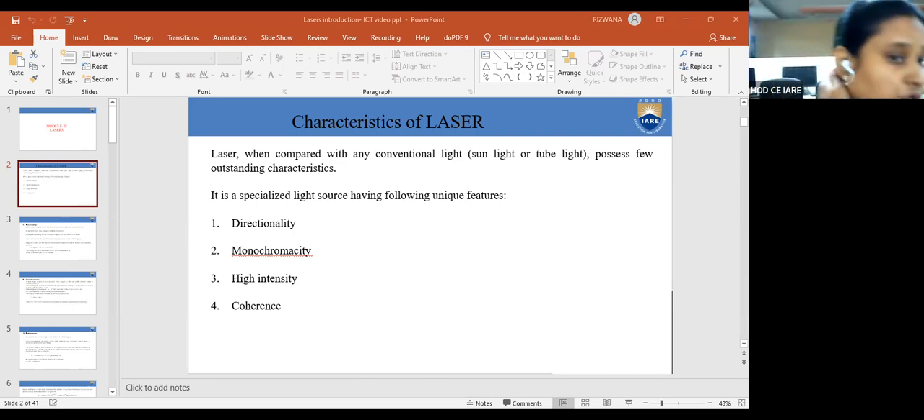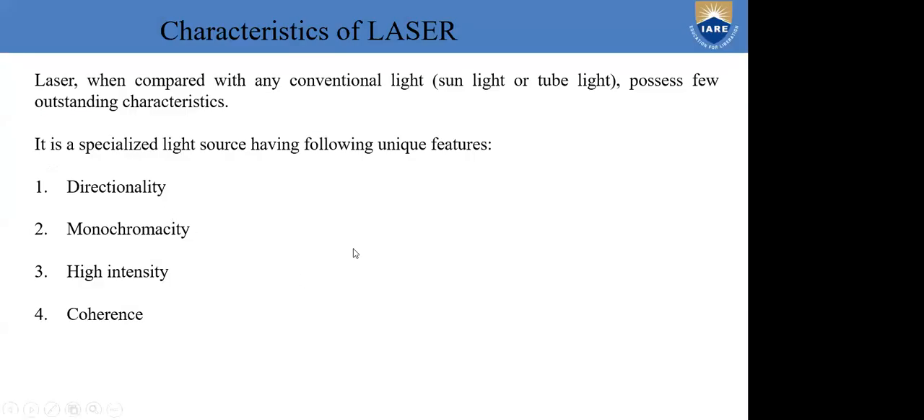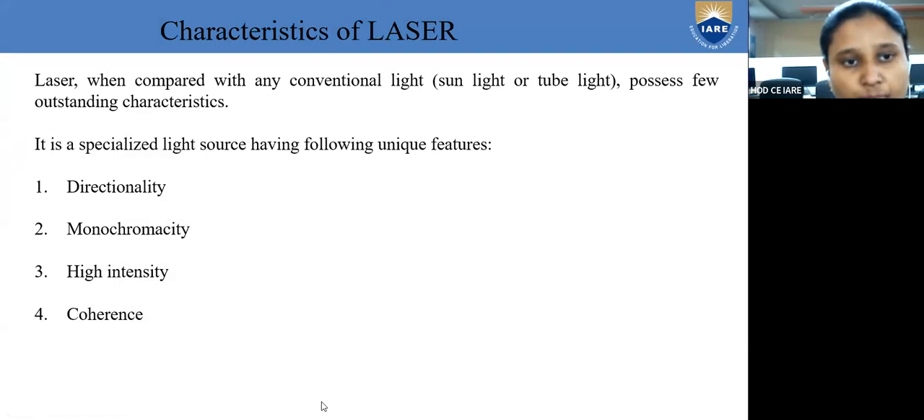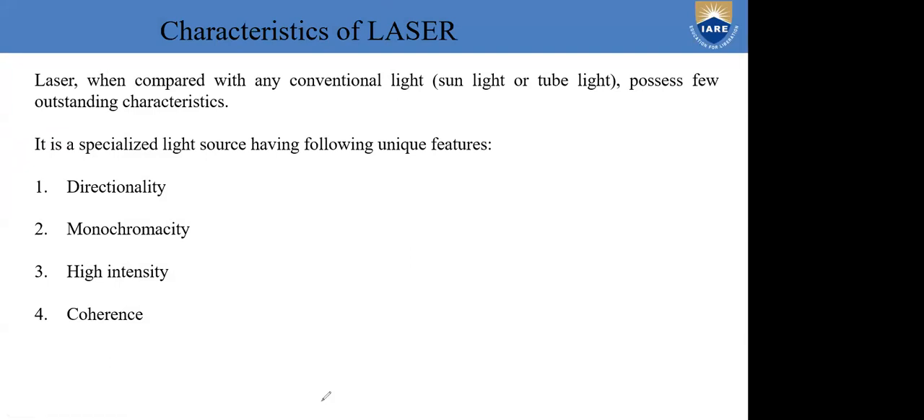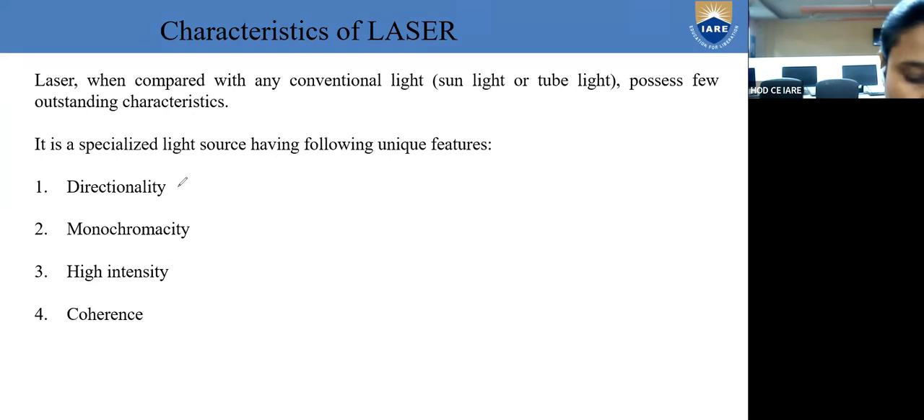Now, let us try to recollect what we have done in the last class. I think we discussed the characteristics of laser, right? So what are the 4 important characteristics of laser? Directionality, monochromaticity, high intensity, and coherence. Good. So it has got 4 properties: directionality, monochromaticity, highly intense, and coherence.